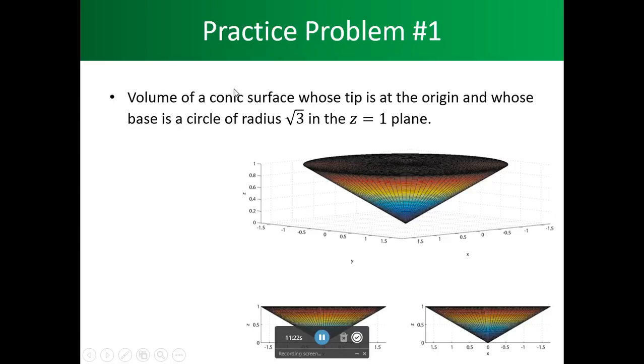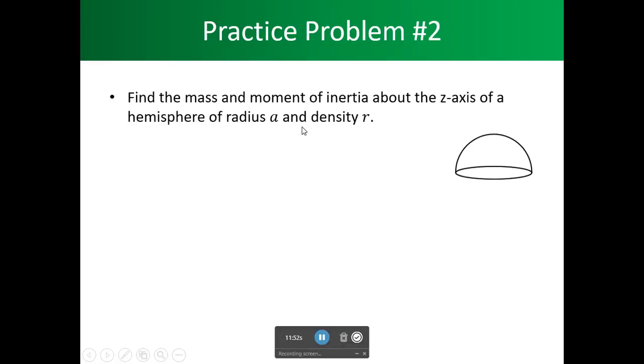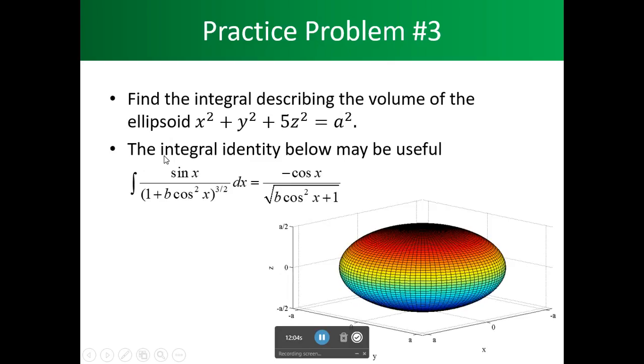Problem 1: find the volume of the conic surface whose tip is at the origin and whose base is a circle of radius square root of 3 in the z equals 1 plane. Okay, so we have one, and we have a second one that asks you to find the mass and the moment of inertia about the z-axis of a hemisphere with radius A and the density of R.